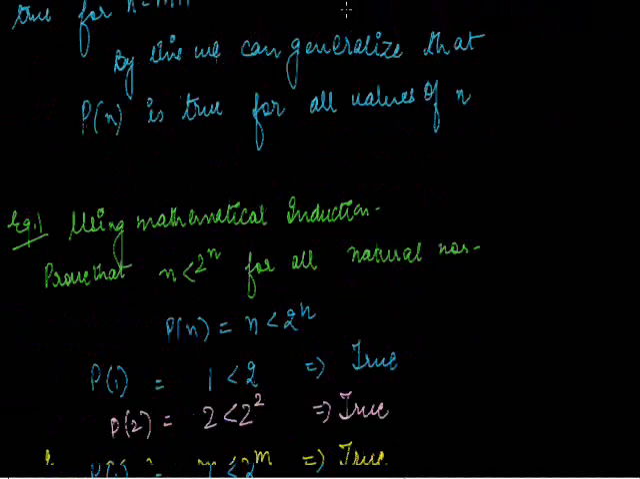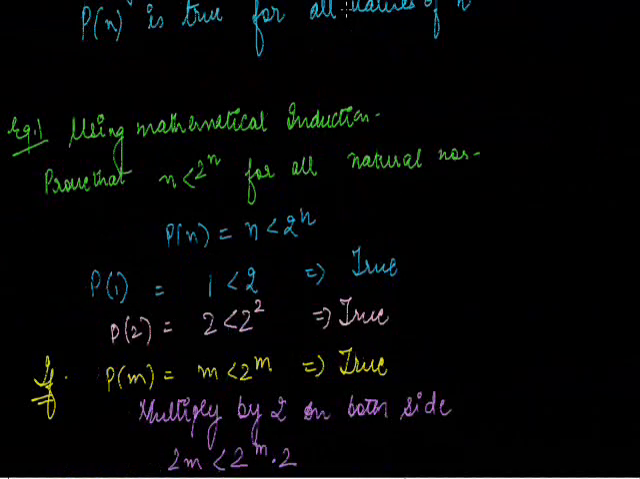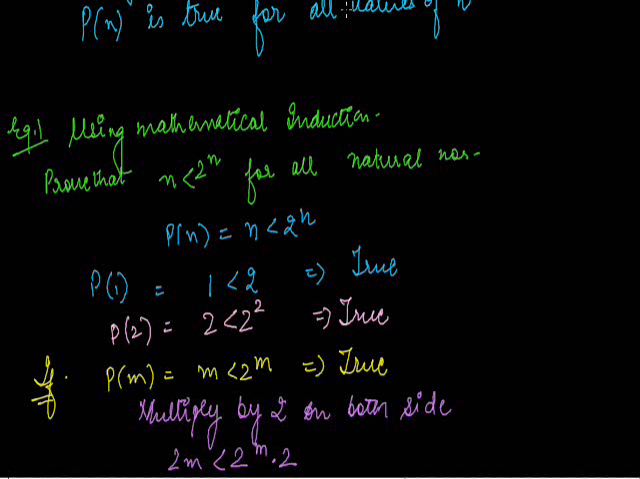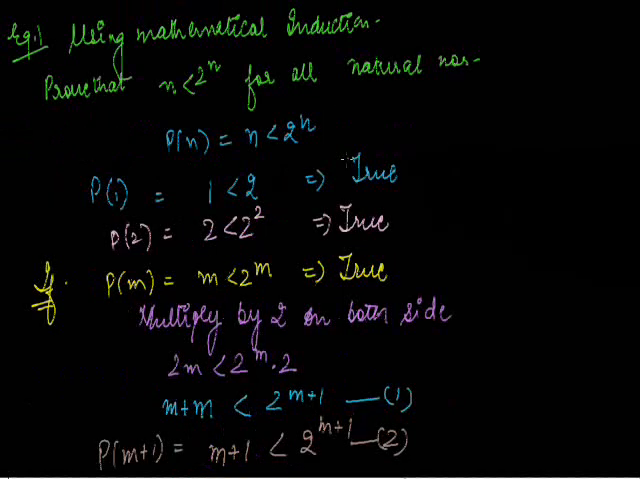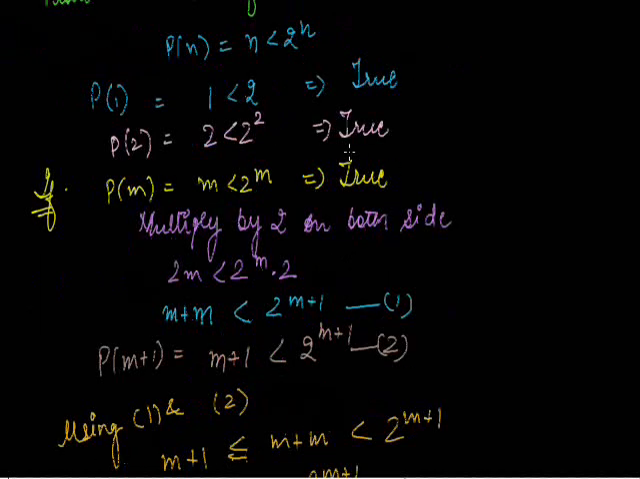Using mathematical induction, prove that n is less than 2 power n for all natural numbers. Pn is n less than 2 power n. P of 1: 1 is less than 2, which is true. P of 2: 2 is less than 2 power 2, which is 4, which is also true. Now assume that P of m is true: m is less than 2 raised to power m. Now multiply 2 on both the sides. What we will get is 2m is less than 2 power m+1.